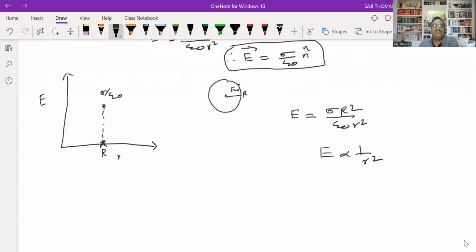And as you move away, what will happen? Electric field will decrease. So this is the graph. From the surface, electric field goes on decreasing. Inside the surface, electric field is 0.